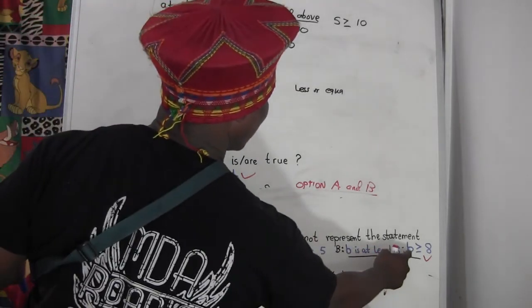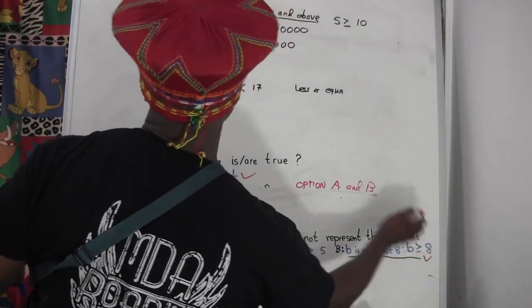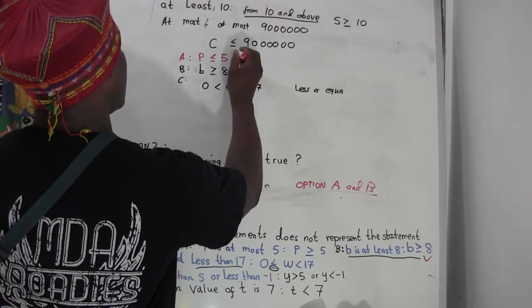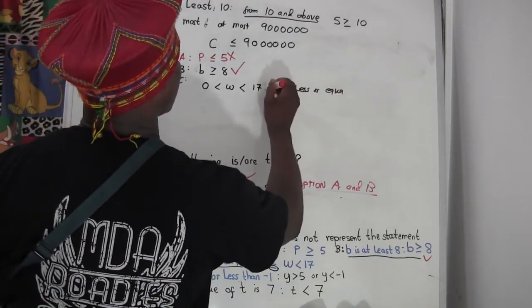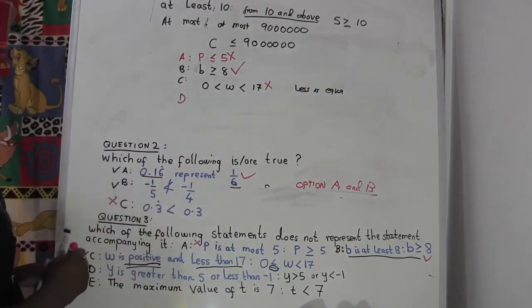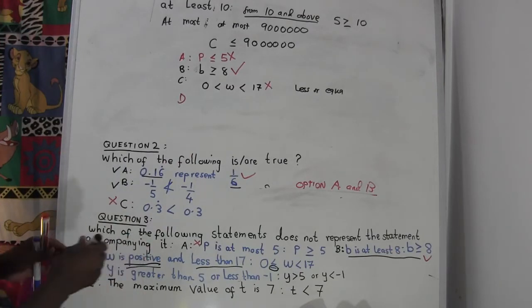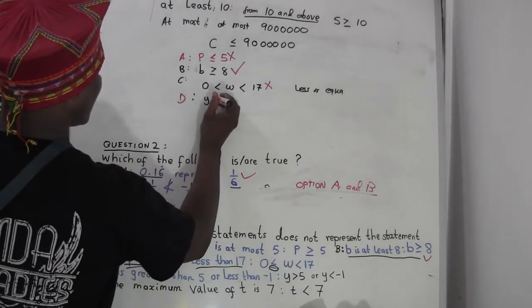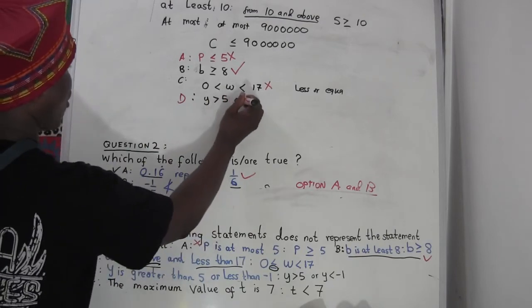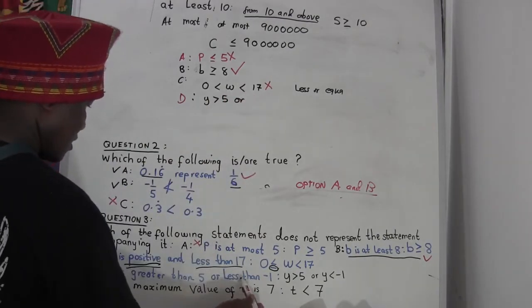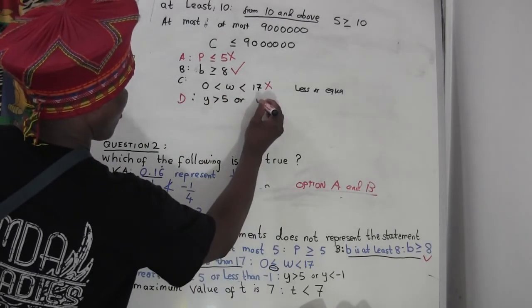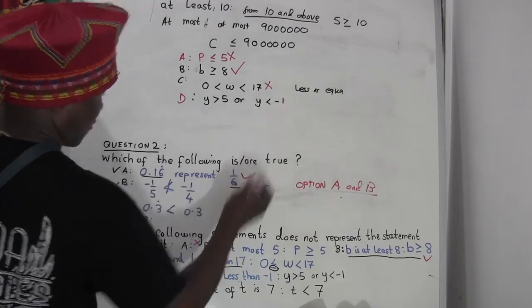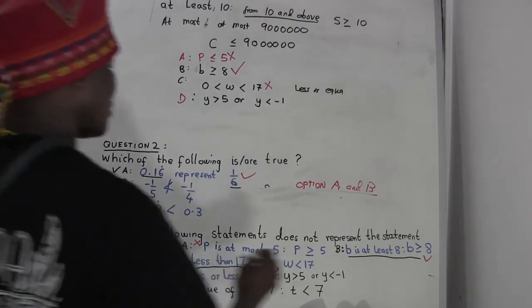Because B is at least 8 means from 8 and more, this was true. This was not true, and this is not true. Now we go for D. Y is greater than 5 or less than -1. It's true. This is true.